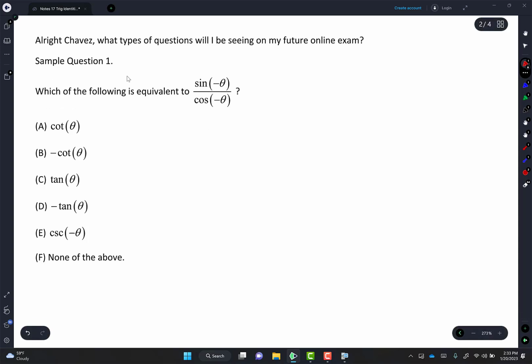All right, here we go. Which of the following is equivalent to blah? Well, here's what I would notice. Look at your answer choices first. There's only one answer choice that has a negative argument, that has a negative in the parenthesis. So it's probably going to be a positive theta.